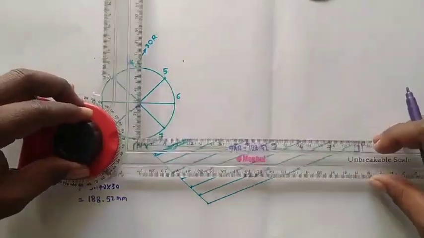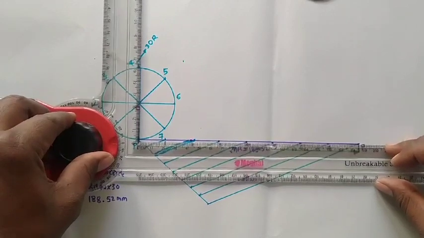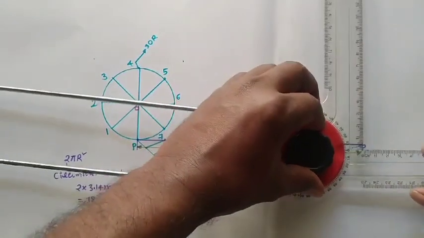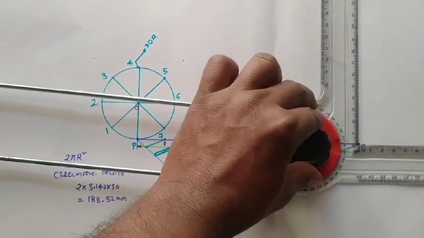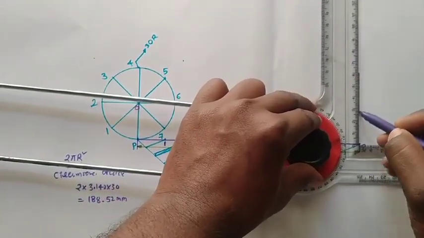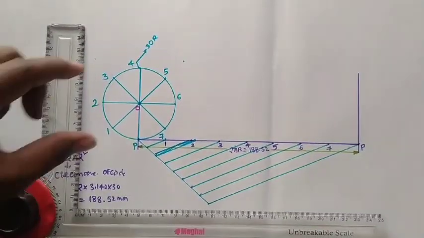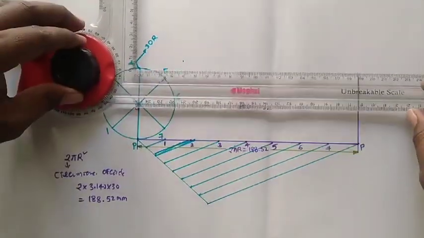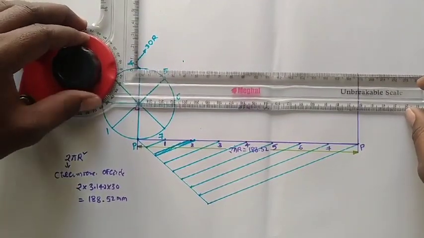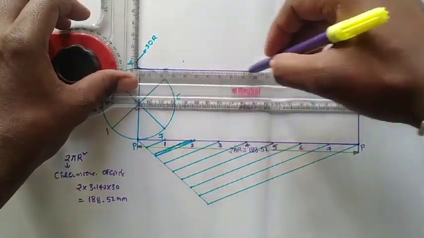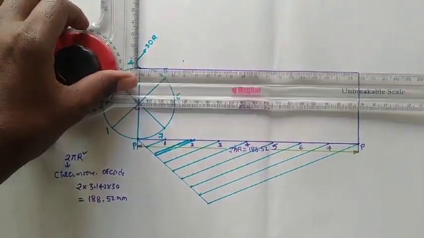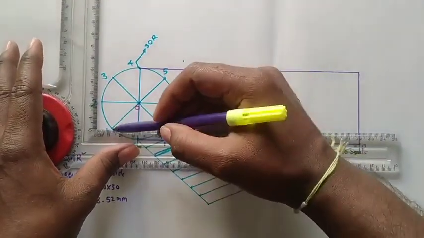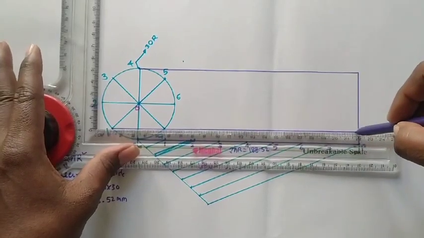Next, measure with your scale perpendicular to this straight line, from point P, 60 mm height. Why? Because this is a 30 mm radius circle, so the height of the diameter is 60 mm. Next, join this topmost point, and draw locus lines from 1 and 7 up to this 2 pi r line.